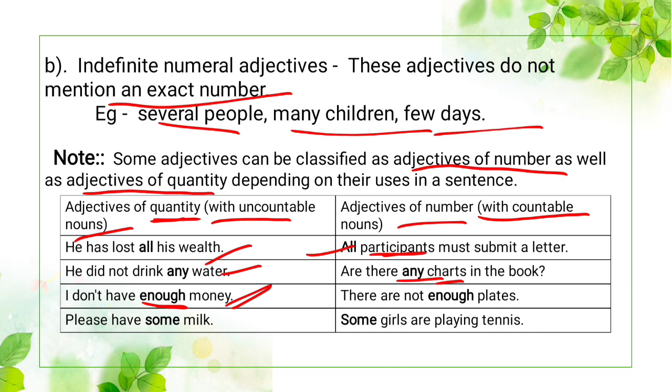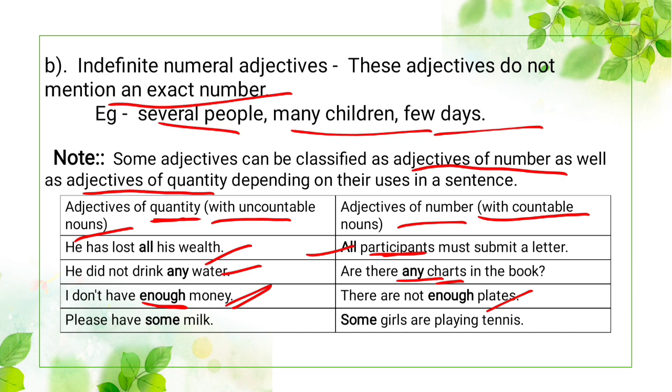Next example is there are not enough plates. Here we can see that the word plates is a countable noun. So the adjective that is used in the sentence, that is enough, will be classified as adjectives of number because it is used with countable noun.